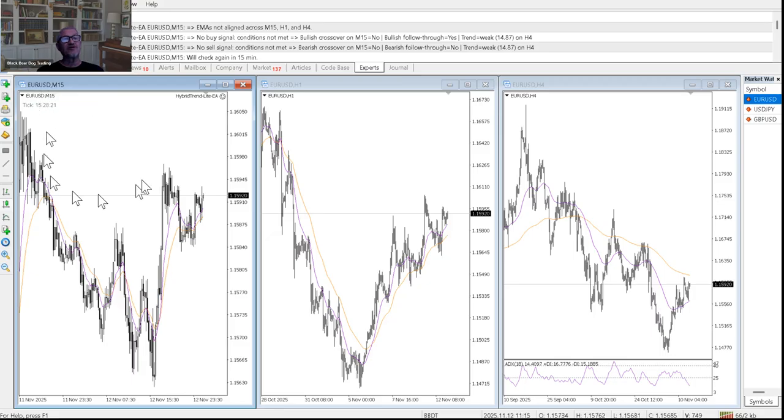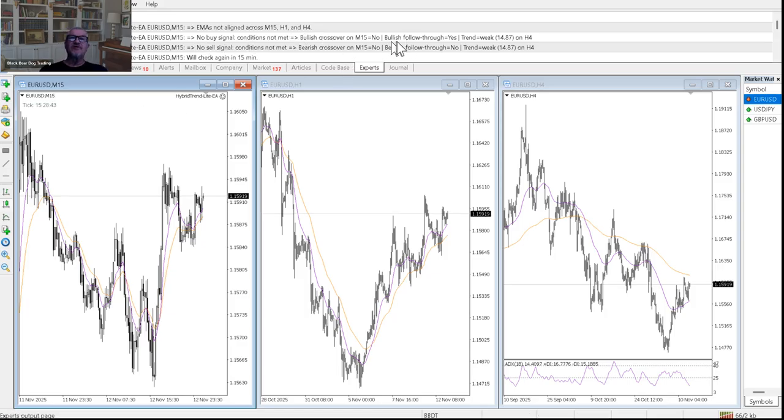And that is because our smallest chart or our lowest time frame chart is a 15-minute chart. If it was a 5-minute or a 1-minute chart, this would say that it will check again every 5 minutes or every 1 minute. So you understand how this works.